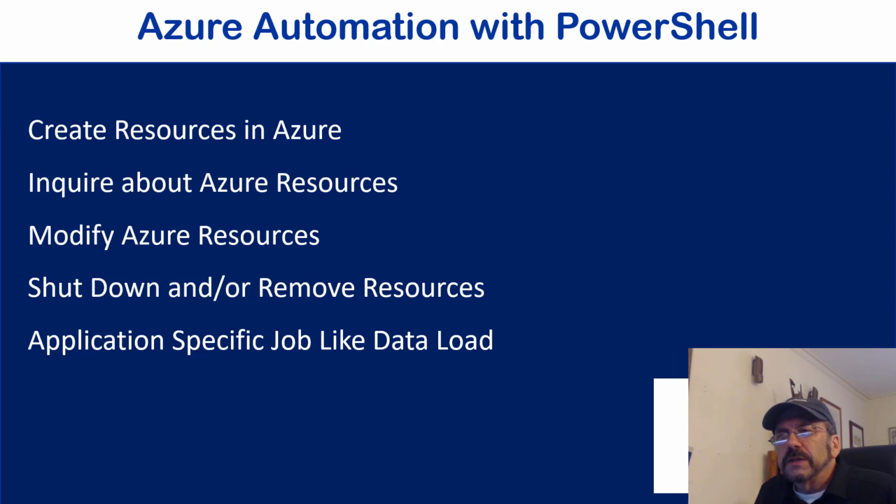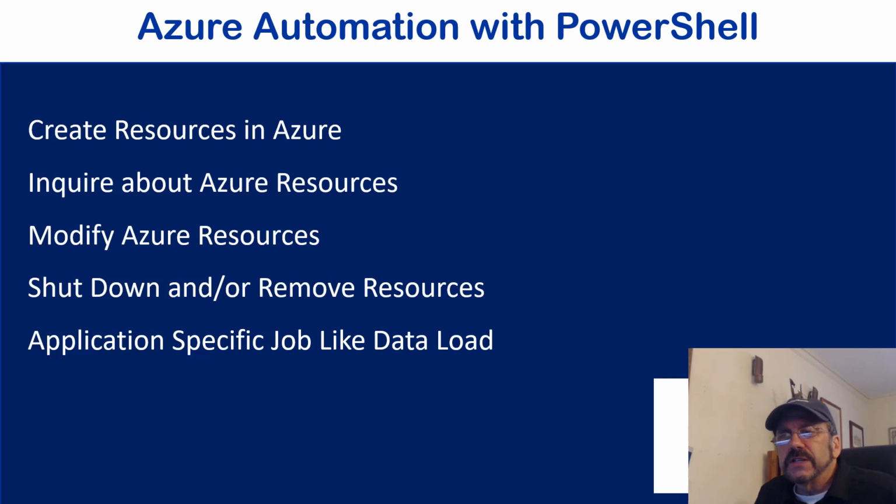So what can we do? We talked about this before, but why Azure Automation with PowerShell? Well, we can create any kind of resources in PowerShell, whether they be PaaS services, full VMs, NIC network cards, storage blobs, or whatever. You can do all that with Azure. You can inquire about resources, so you can ask, what's the status? What VMs are running, which ones are not, etc. You can change resources, and you can shut down or remove resources. So you might look around and decide certain VMs or certain databases need to be turned off or deleted. You can do that.